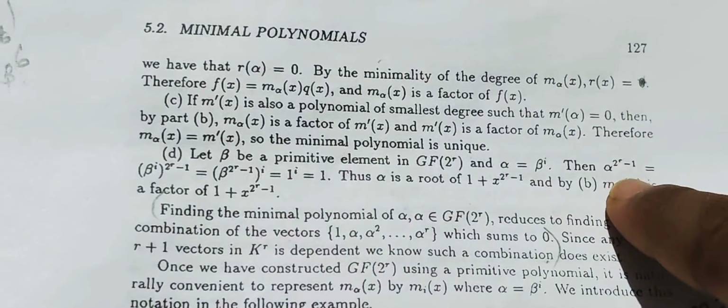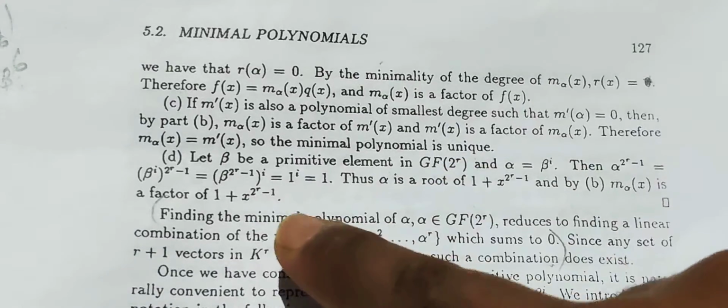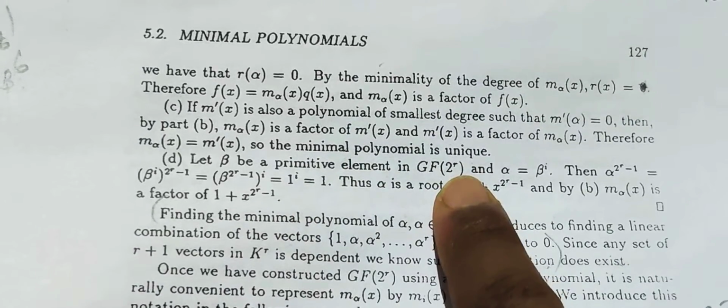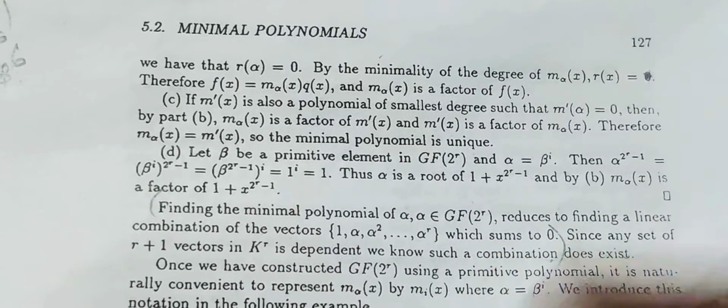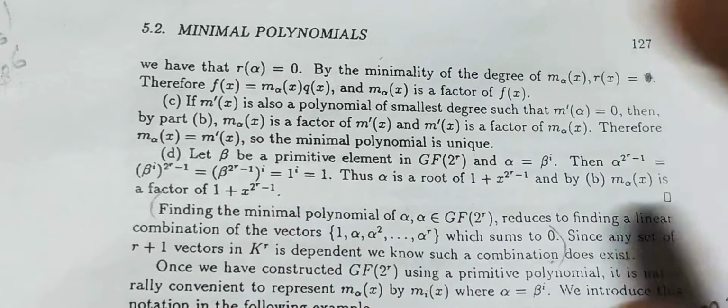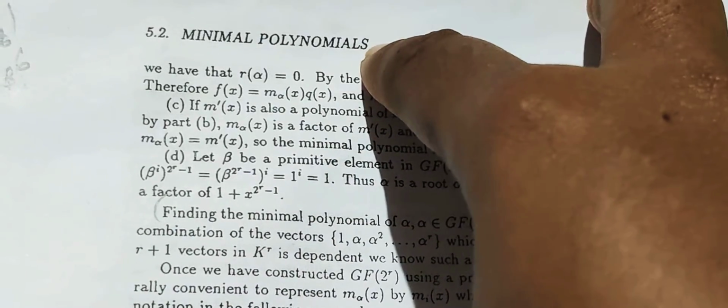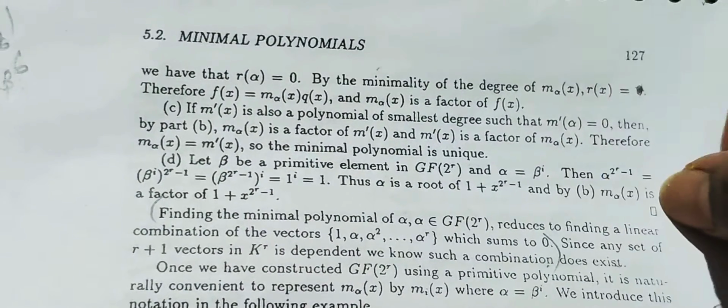So we get alpha raised to 2 raised to r minus 1 equal to 1, which means alpha is a root of what? 1 plus x raised to 2 raised to r minus 1. Root or factor of this one. So these are the properties of the minimal polynomial.